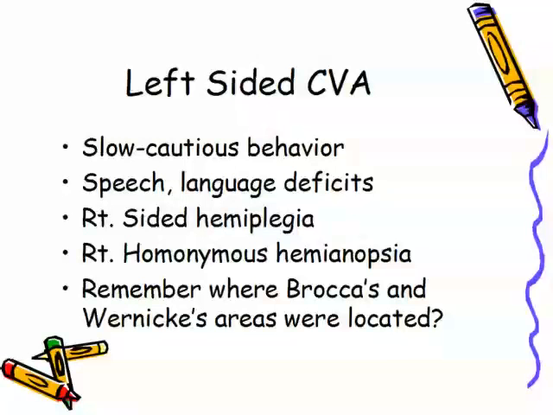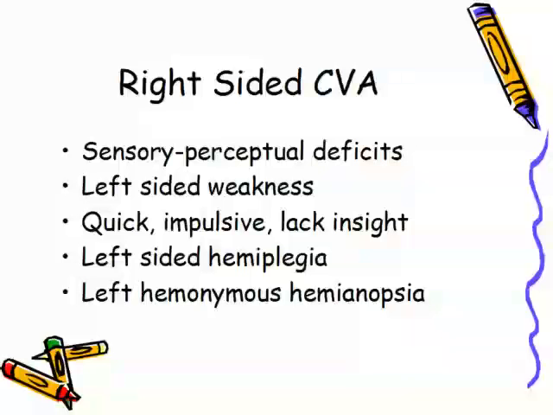And we just touched on the fact that they would have writing and speech difficulties, because Broca's and Wernicke's areas would be affected by the infarction in the stroke area. Patients that have had a right-sided stroke will have more of the sensory perceptual deficits and left-sided weakness. They typically will be very impulsive and lack insight, because remember, the right side of your brain is your sensory, perceptual, visual, spatial processing center. So patients may also have problems with being aware of their body and space, because that area has been affected.